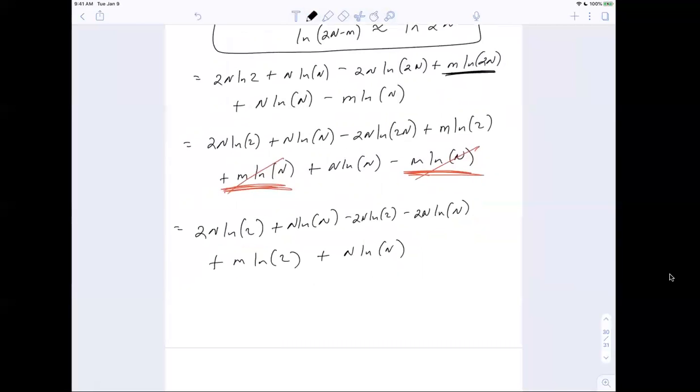Yeah, you're right. But wait a second, a lot of things cancel now. So let's see here. We have a 2n log 2 minus a 2n log 2. This guy's a 1n log n. Here's another n log n. So that's 2 times n log n. But wait a second, we have a minus 2n log n. So these guys will cancel. You follow? Everyone follow? What does that leave us with? Well, log of W2 minus log of W1 then is equal to the only thing that's left, which is m ln 2.